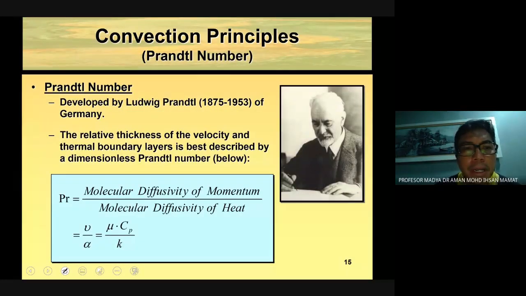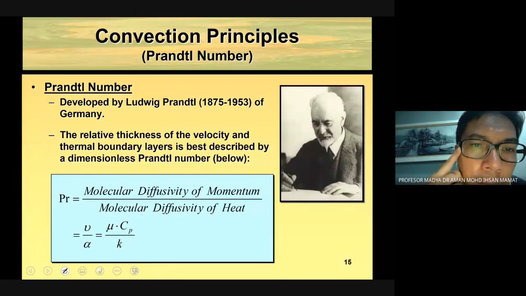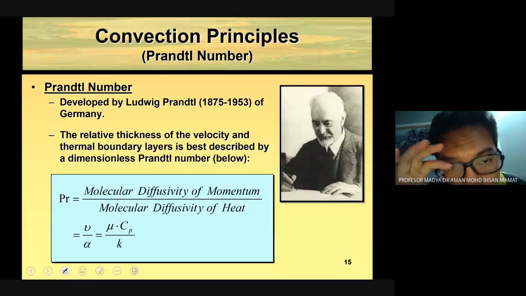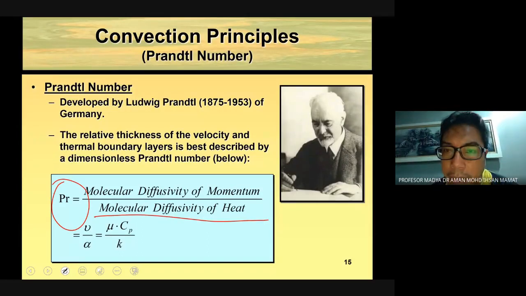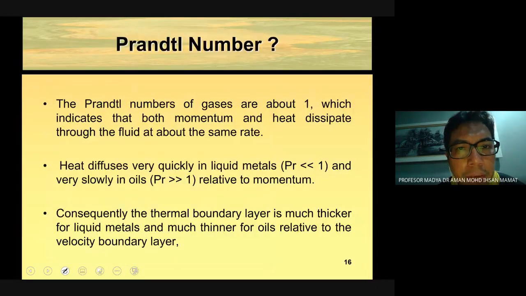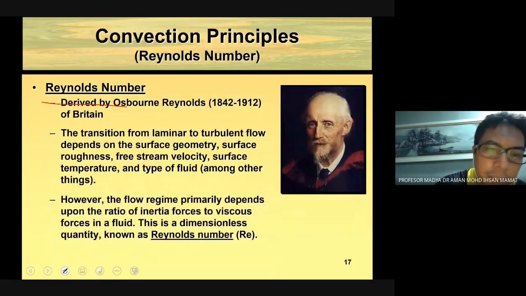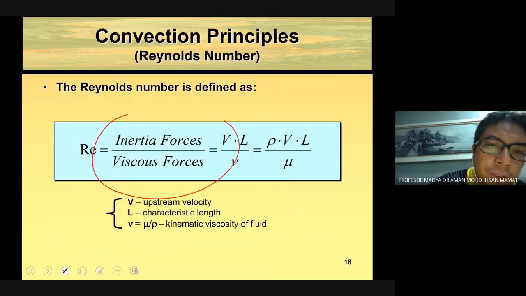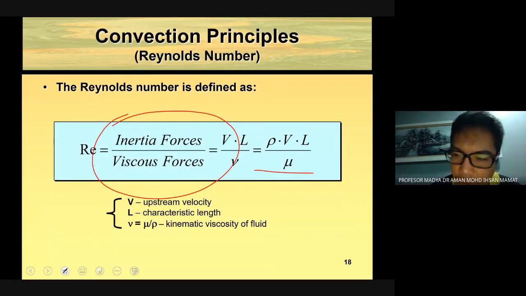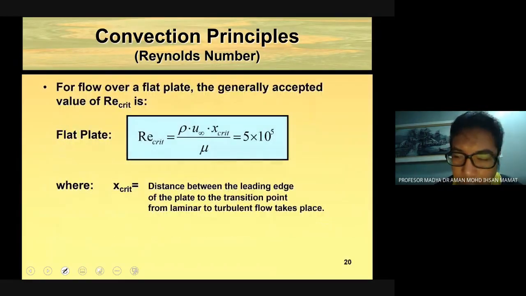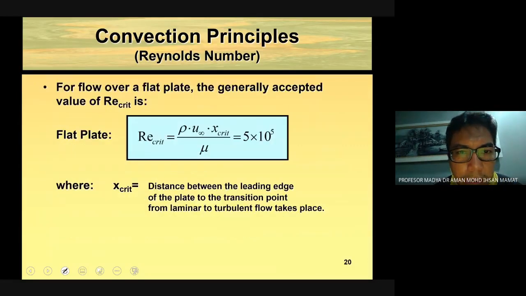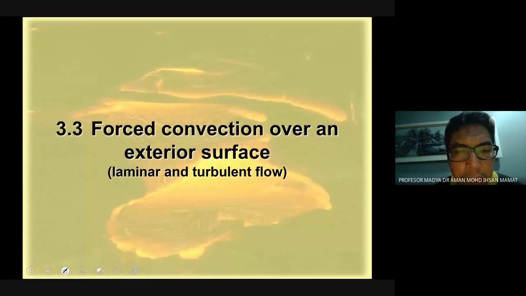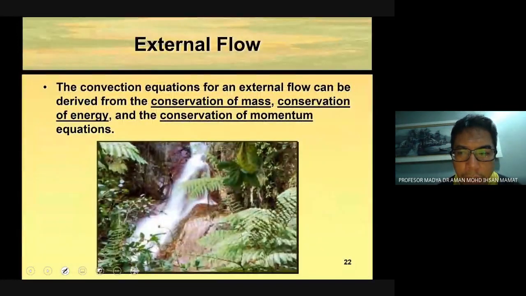Okay, so another important parameter that you have to look at in the convection is the Prandtl number. So this is the definition of the Prandtl number. You can refer to my YouTube presentation. Okay, and then as well the Reynolds number. The Reynolds number is the ratio of the inertial forces to the viscous forces. Okay, so a larger Reynolds number, a smaller Reynolds number, what will be the effect? Forced convection on the laminar and turbulent flow on the surface.